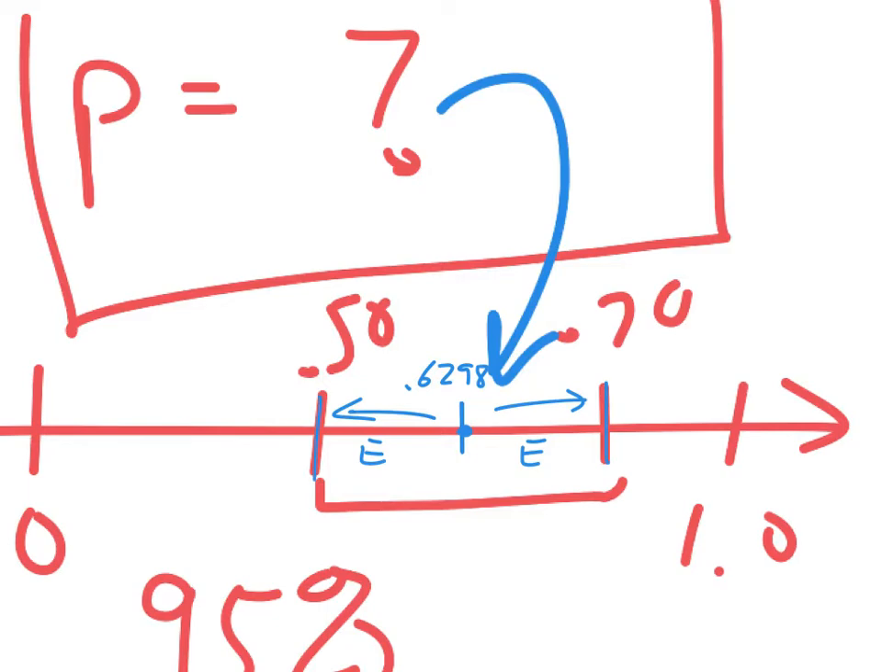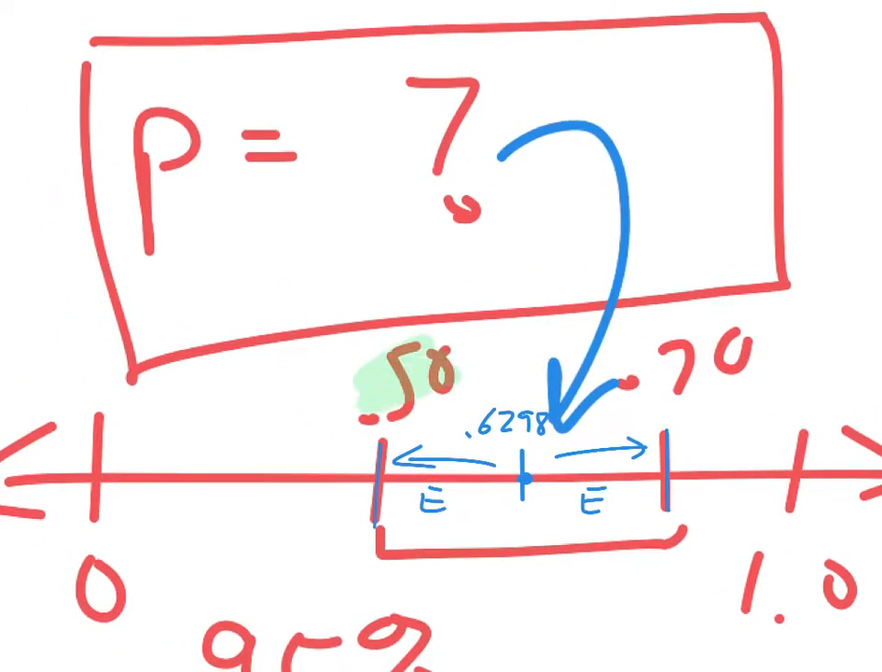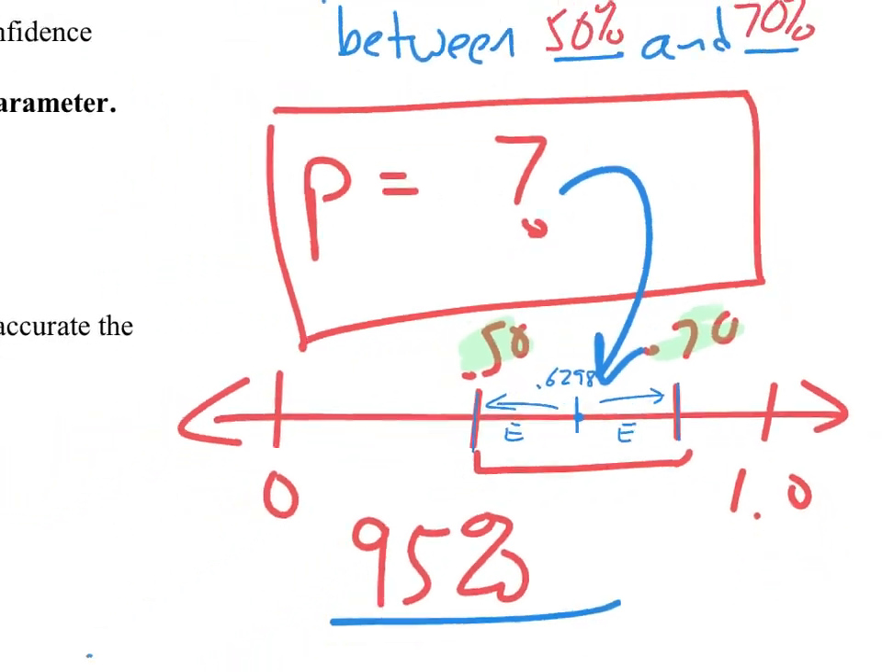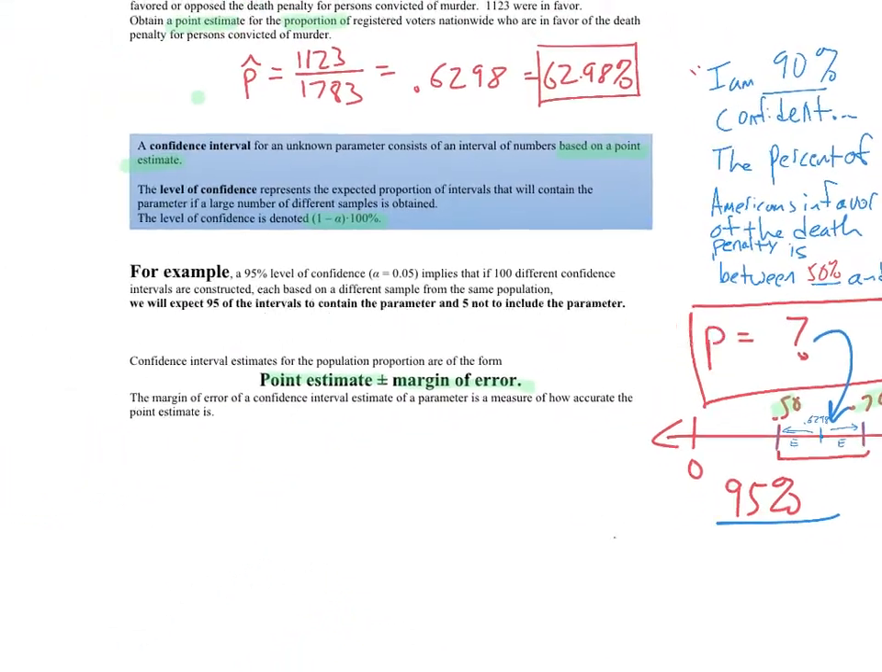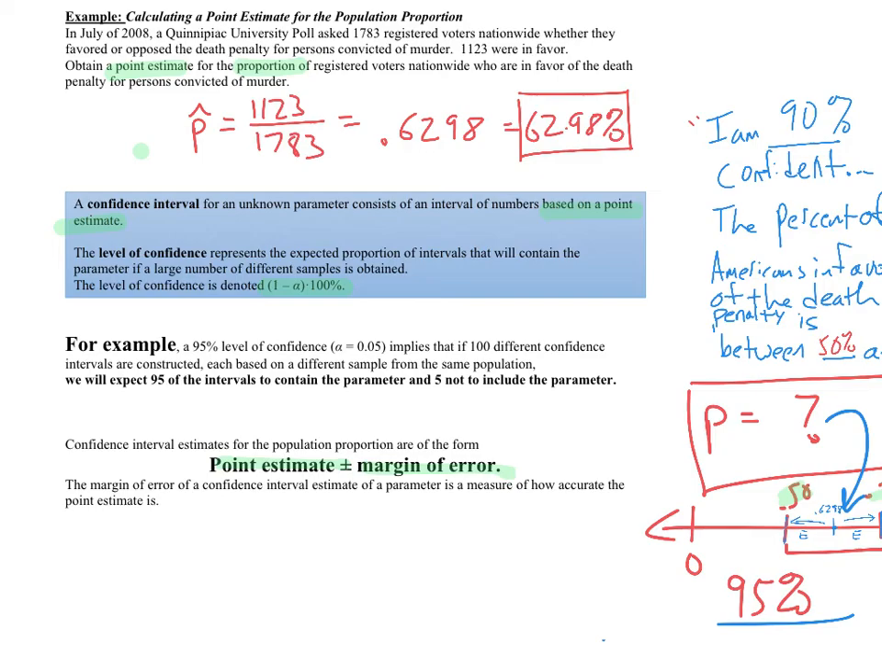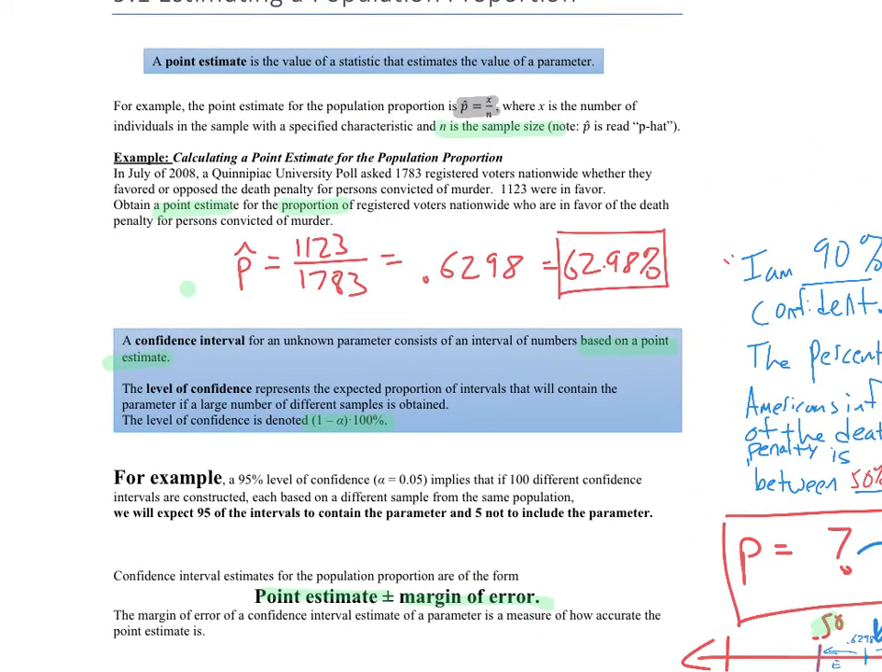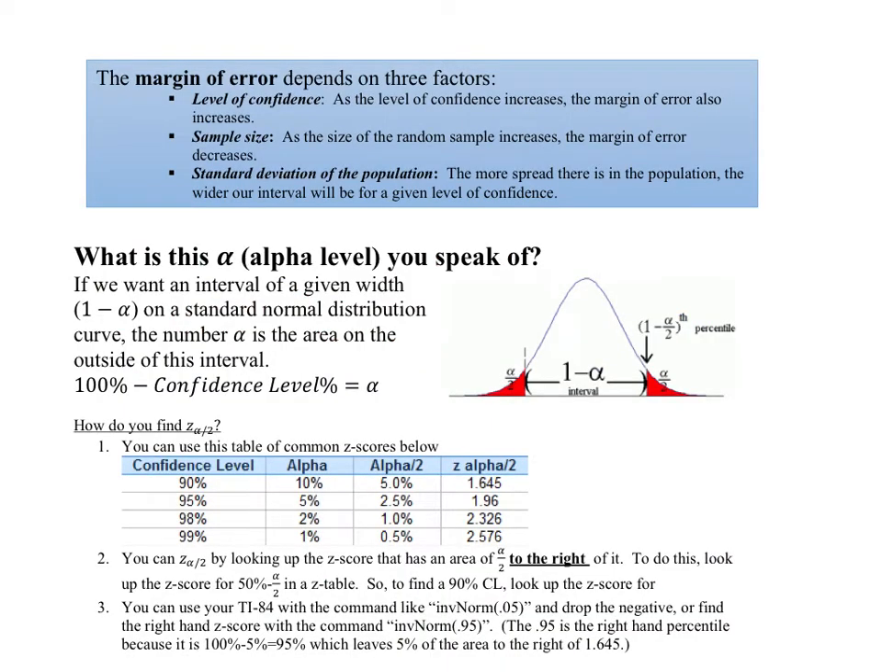So how do we find the error? We're going to figure out how far up and how far down we need to go to get these two boundaries, which in my example were 0.5 and 0.7. Those are not the same distance away from 0.62, but we'll see that it will be the same distance in the future. So how do we find the margin of error? Well, there's a few things that play into it. The level of confidence, which is something we're going to decide: how confident do we want to be in our numbers? And the sample size. As the sample size increases, the margin of error decreases.